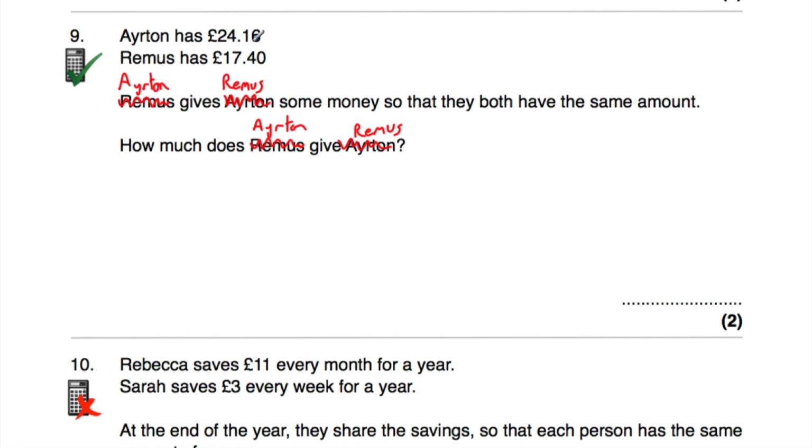So that's one approach. Another approach is to just take away the amount of money they've got, so find the difference and half it. And then that means that if Ayrton gave Remus that amount, then they would both have the same amount of money. So let's do both approaches and see what we get.